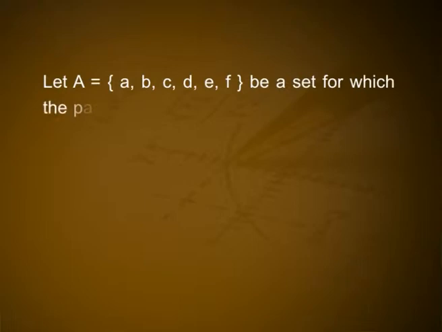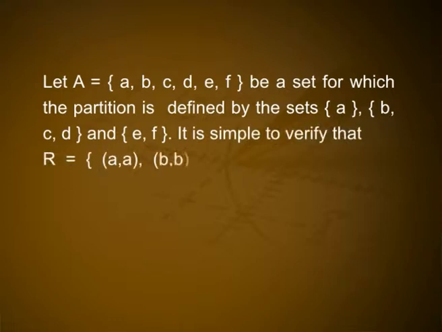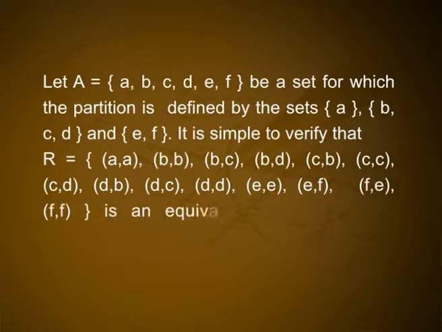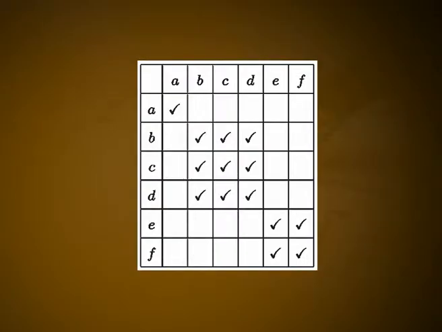For instance, consider the following example. Let A equal the set {a, b, c, d, e, f} be a set for which the partition is defined by the sets {a}, {b, c, d} and {e, f}. It is simple to verify that R equals the set of ordered pairs (a,a), (b,b), (b,c), (b,d), (c,b), (c,c), (c,d), (d,b), (d,c), (d,d), (e,e), (e,f), (f,e), (f,f) is an equivalence relation on A producing the given partition. The method is to write the universal relation on each subset of the partition and then take their union.